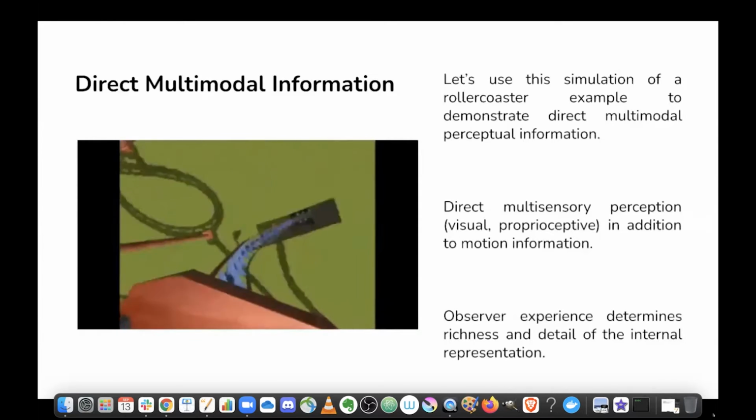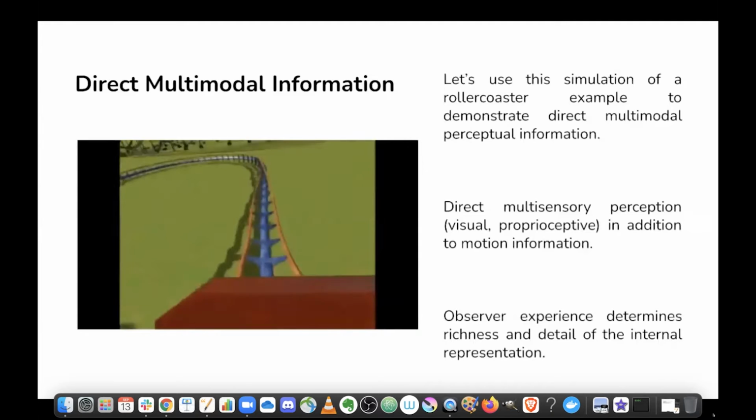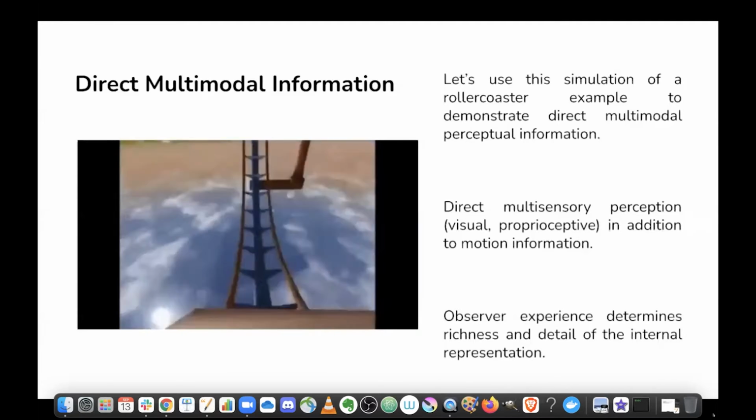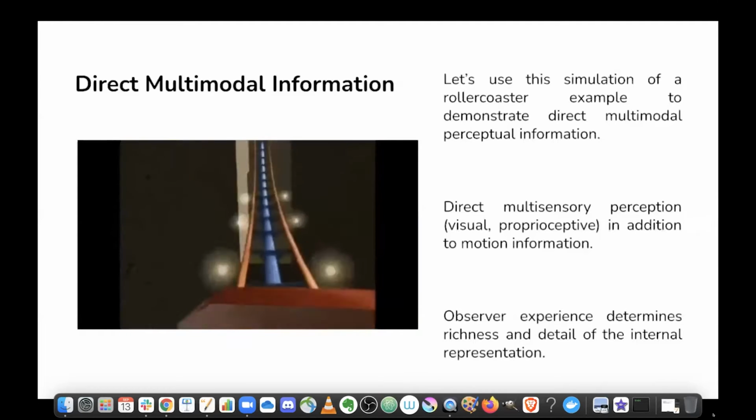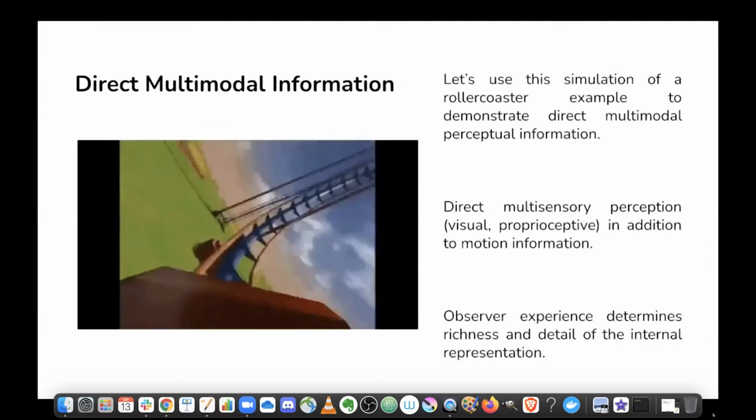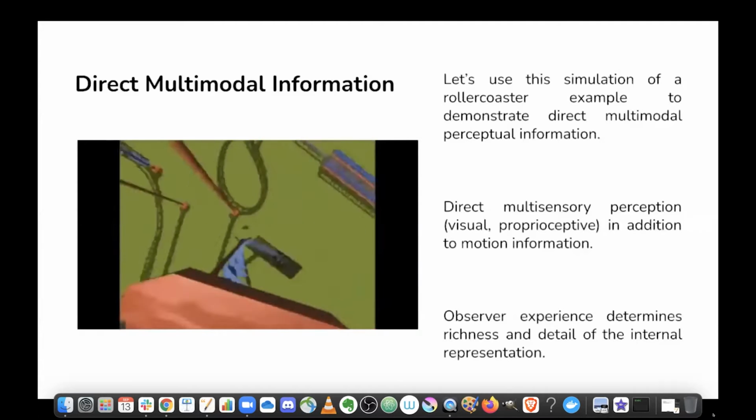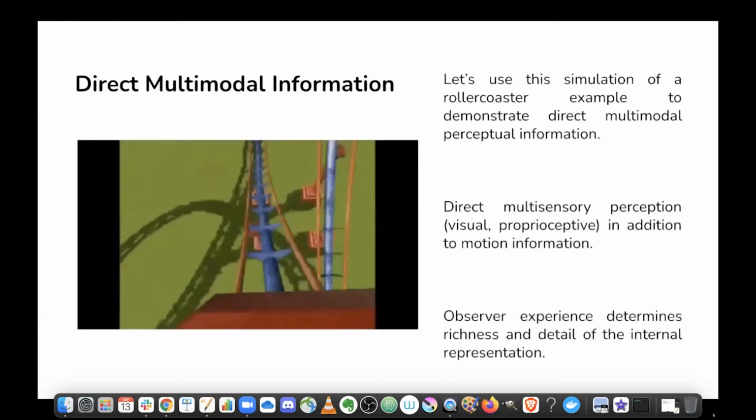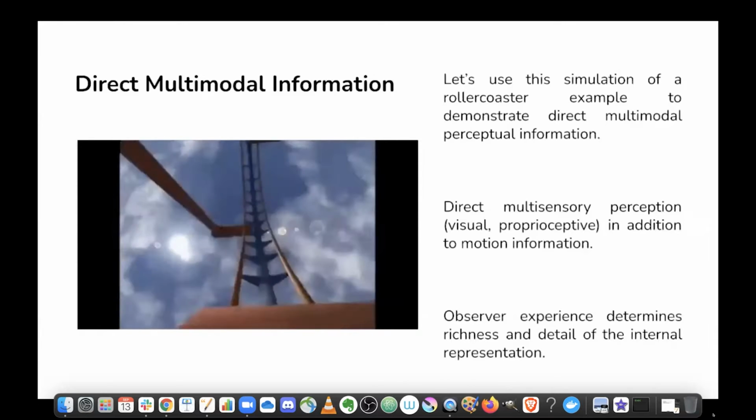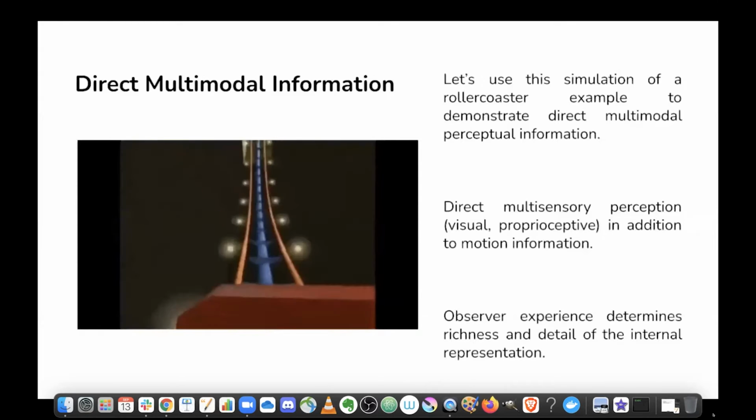You might also experience forces of the simulation, but not directly, not in your proprioceptive channels, but in your visual channels. You're getting visual cues of force and inertial movement, but you're not getting the actual feedback in the proprioceptive channel. That's important to remember, and we'll talk about that in a couple slides.